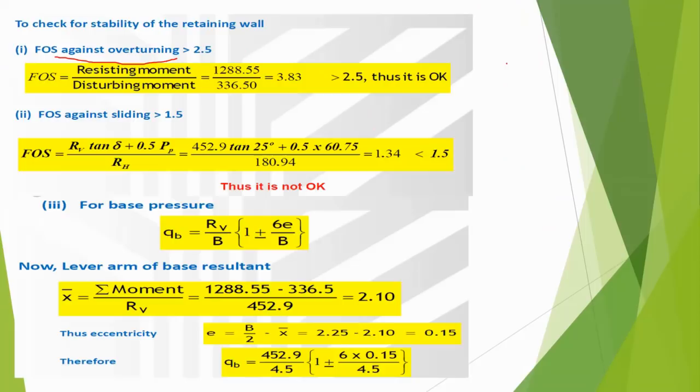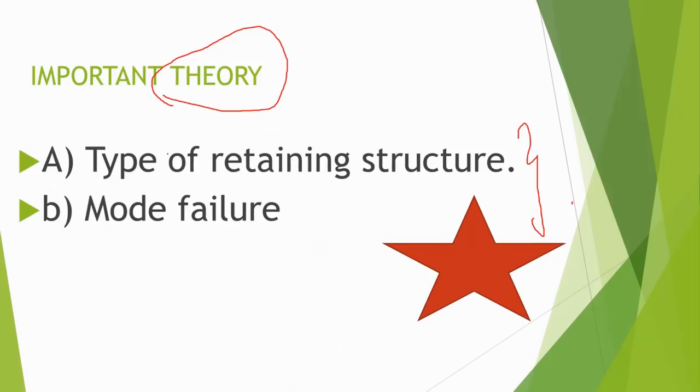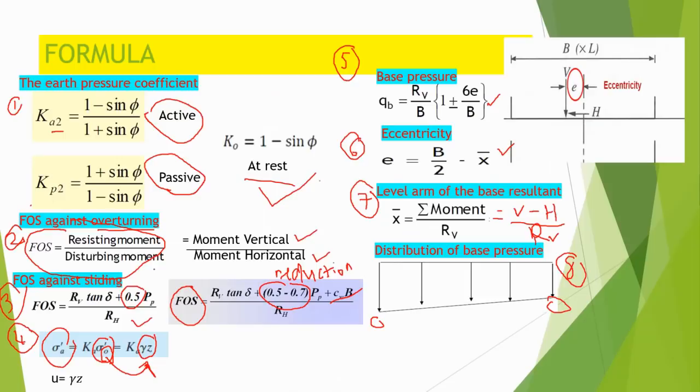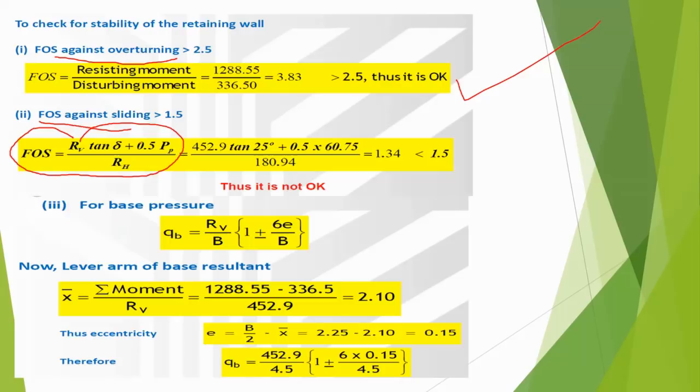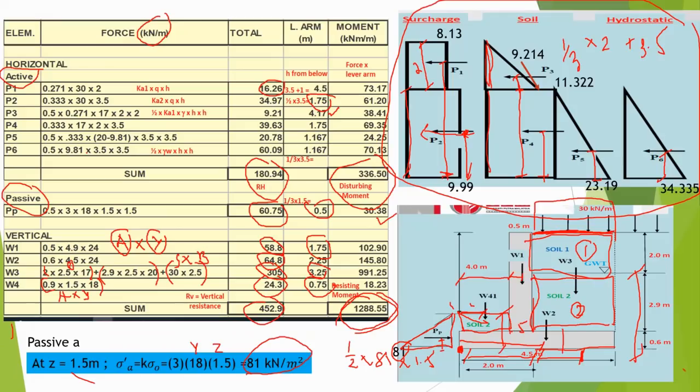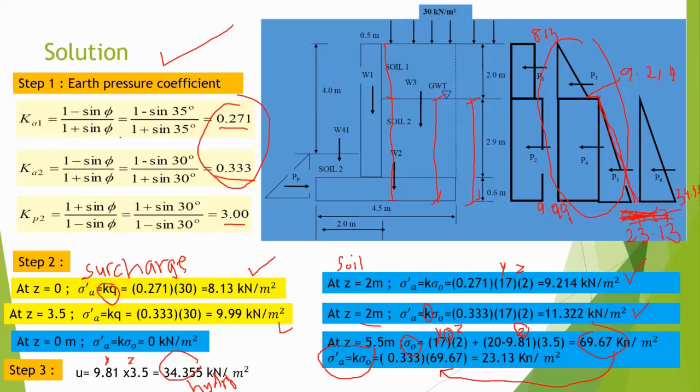For FOS against sliding, if the question asks against sliding, use this formula. The original one is this, right? But the cohesion is zero. When cohesion is zero, remove this one and only this is left. In all our references, our reduction factor is 0.5. That's why we use 0.5 here. So, RV, the vertical reaction, you calculated before. Make sure it is 452.9 times the tangent of delta. Delta is the base friction given in the question. Make sure it is given in the question.